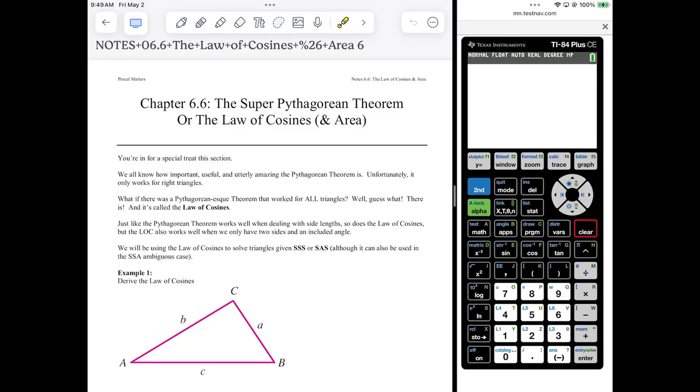All right, this is the law of cosines, or as I like to call it, the super duper Pythagorean theorem. You'll see why when we get to it. We're also going to learn on Monday a couple of area formulas, only one of them that you have to memorize, though, to find the area of these triangles.